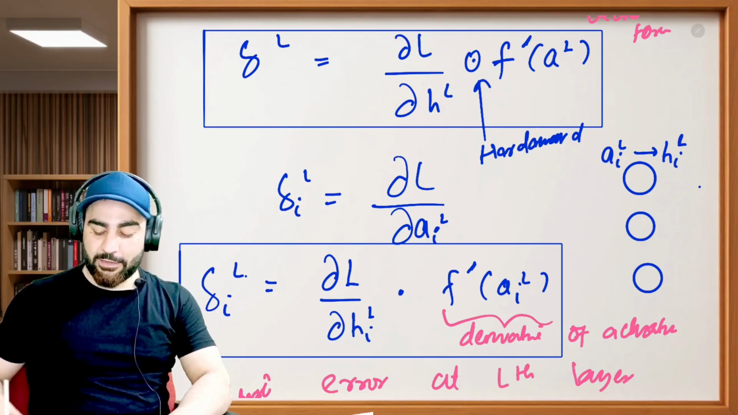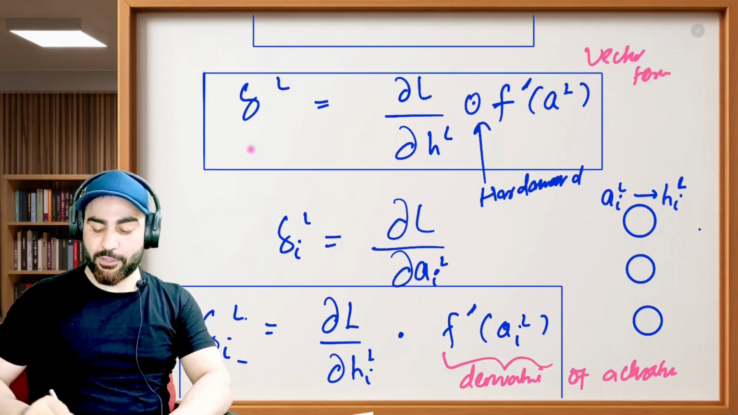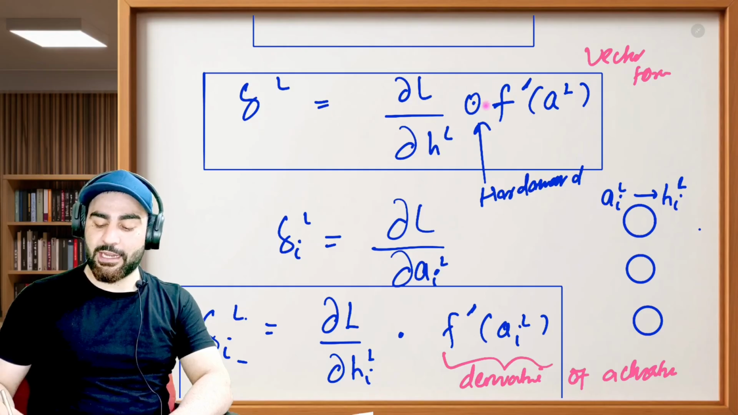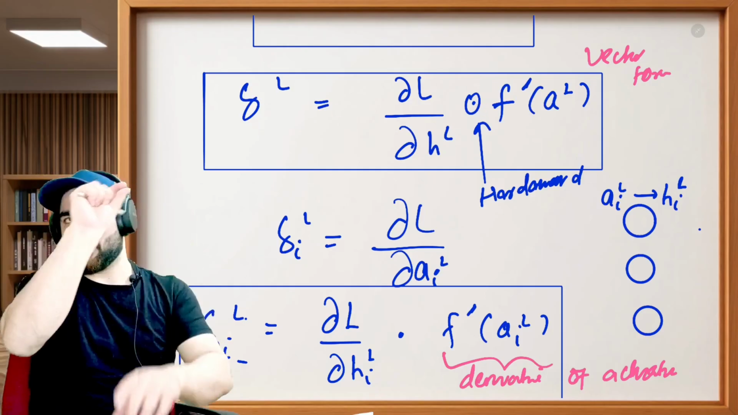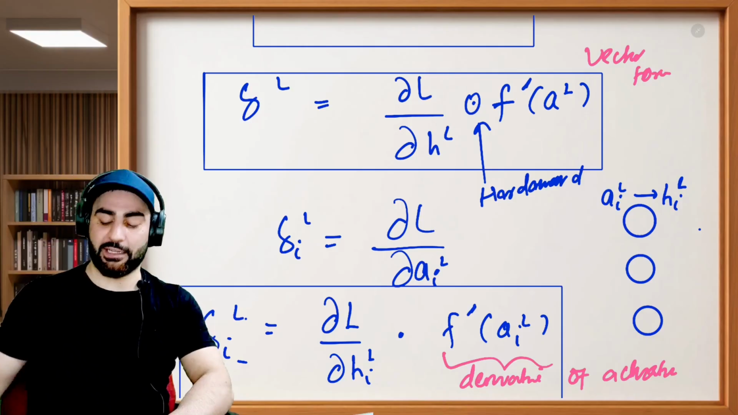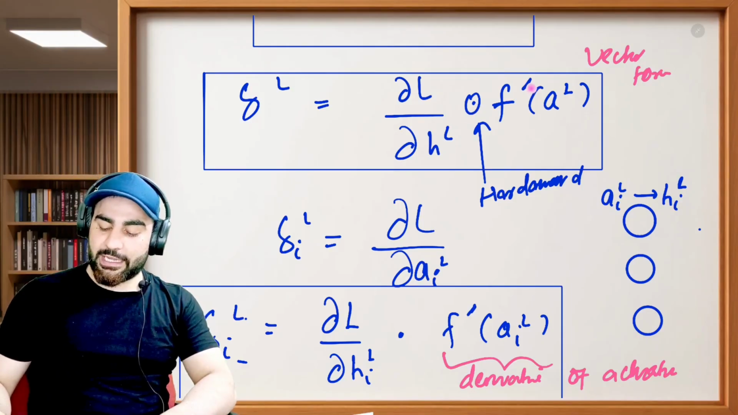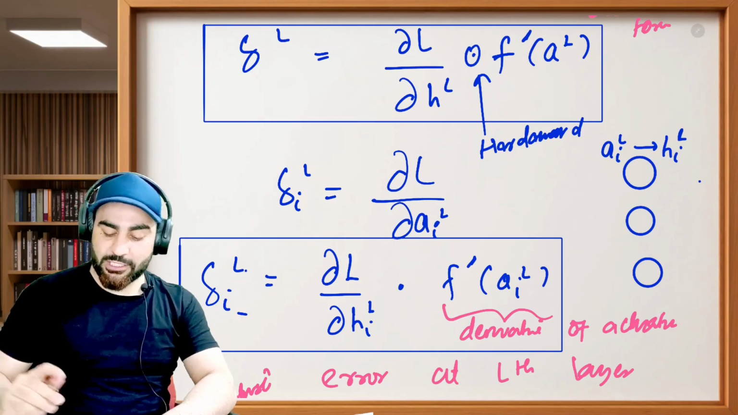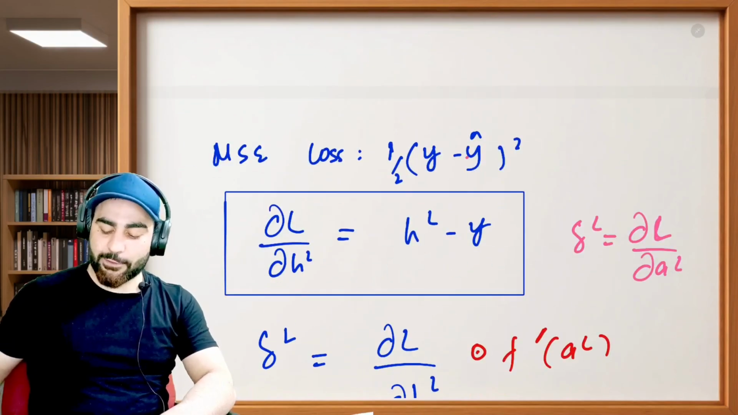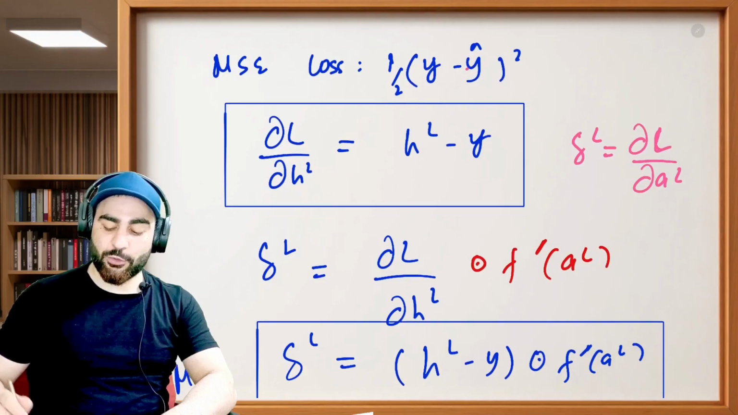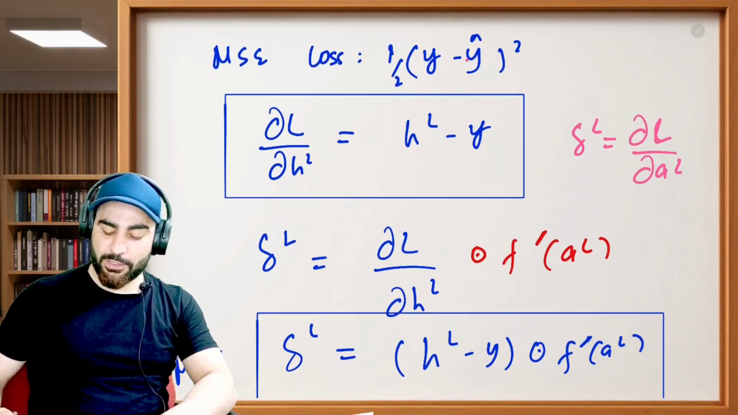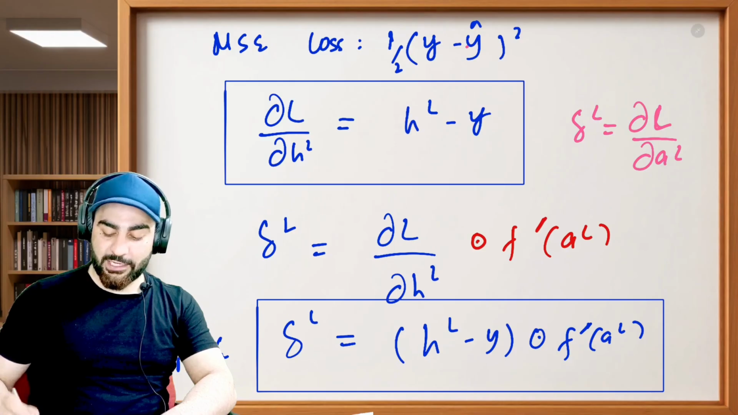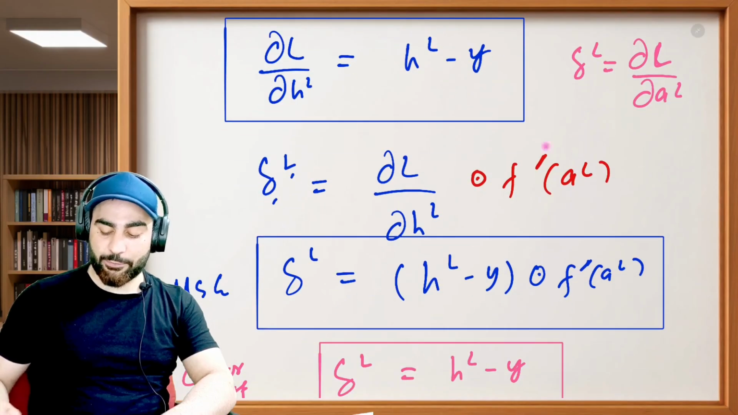This is for one element, and this is in vector form. So delta L is equal to dou L by dou HL, Hadamard multiplied with the derivative of the activation function. Hadamard basically means you take one element and multiply it with the corresponding element. This is how delta L was defined. After this, we have some loss function. I told you that if you have a loss function, these are the common things you have to compute. So for the MSE loss, dou L by dou HL is equal to this, and so delta L at that point is equal to this.